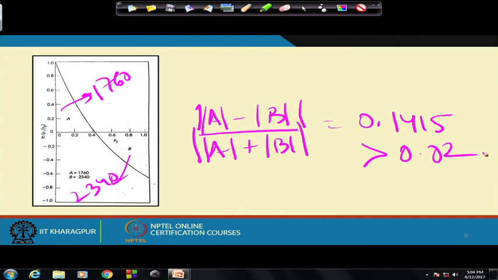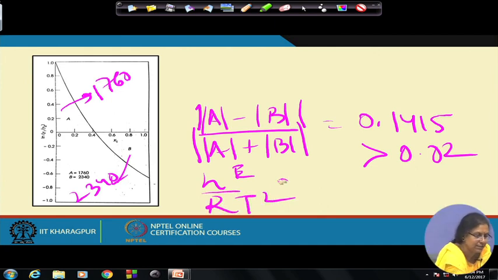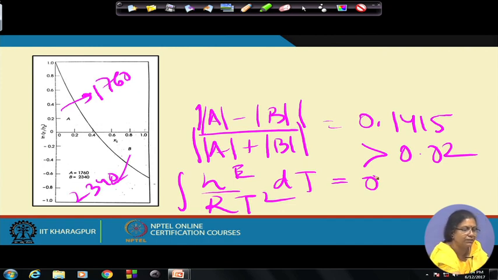is very difficult for us to conclude it in such a simple fashion, because for this particular case you are required to find out the HE by RT square, right, HE dT by RT square, just as I had said, and it is required to verify whether this is equal to 0 or not. If we find that this is equal to 0, then only we can conclusively say that the area test shows that the data is not thermodynamically consistent, otherwise it is very difficult for us to predict this.